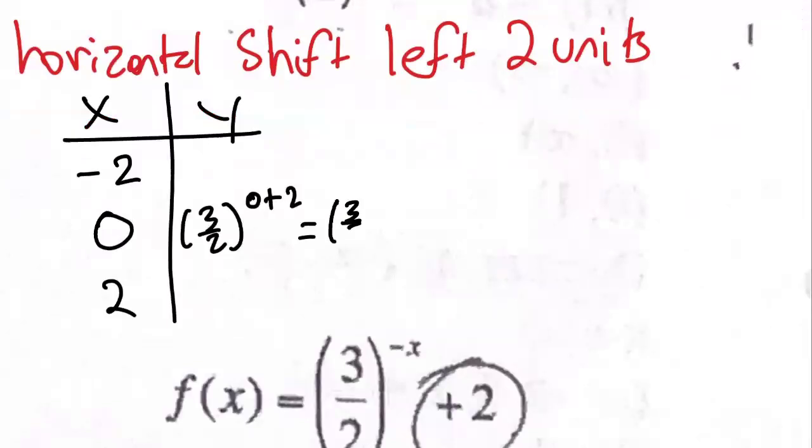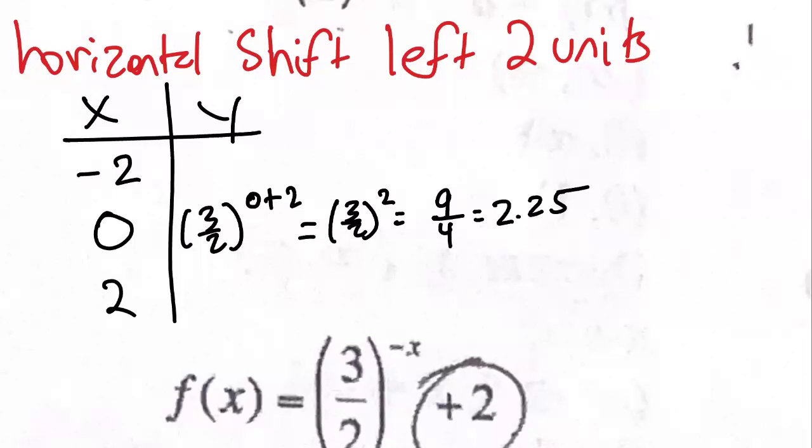So plug it in. You have 3/2, and 0 plus 2 is 2, so this would be 9/4. My y-intercept would be 9/4, or 9 divided by 4, which is 2.25. So 2.25 would be my y-intercept.